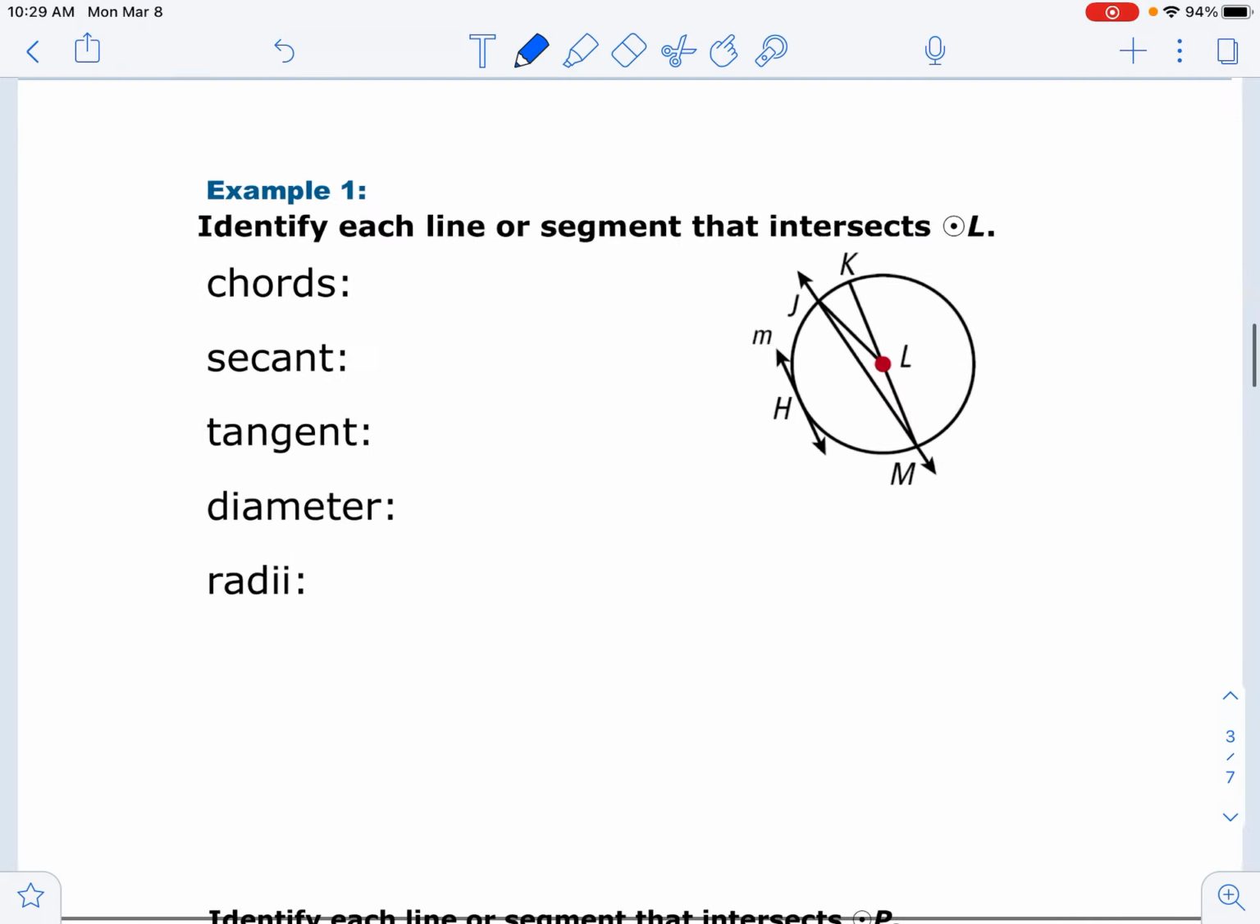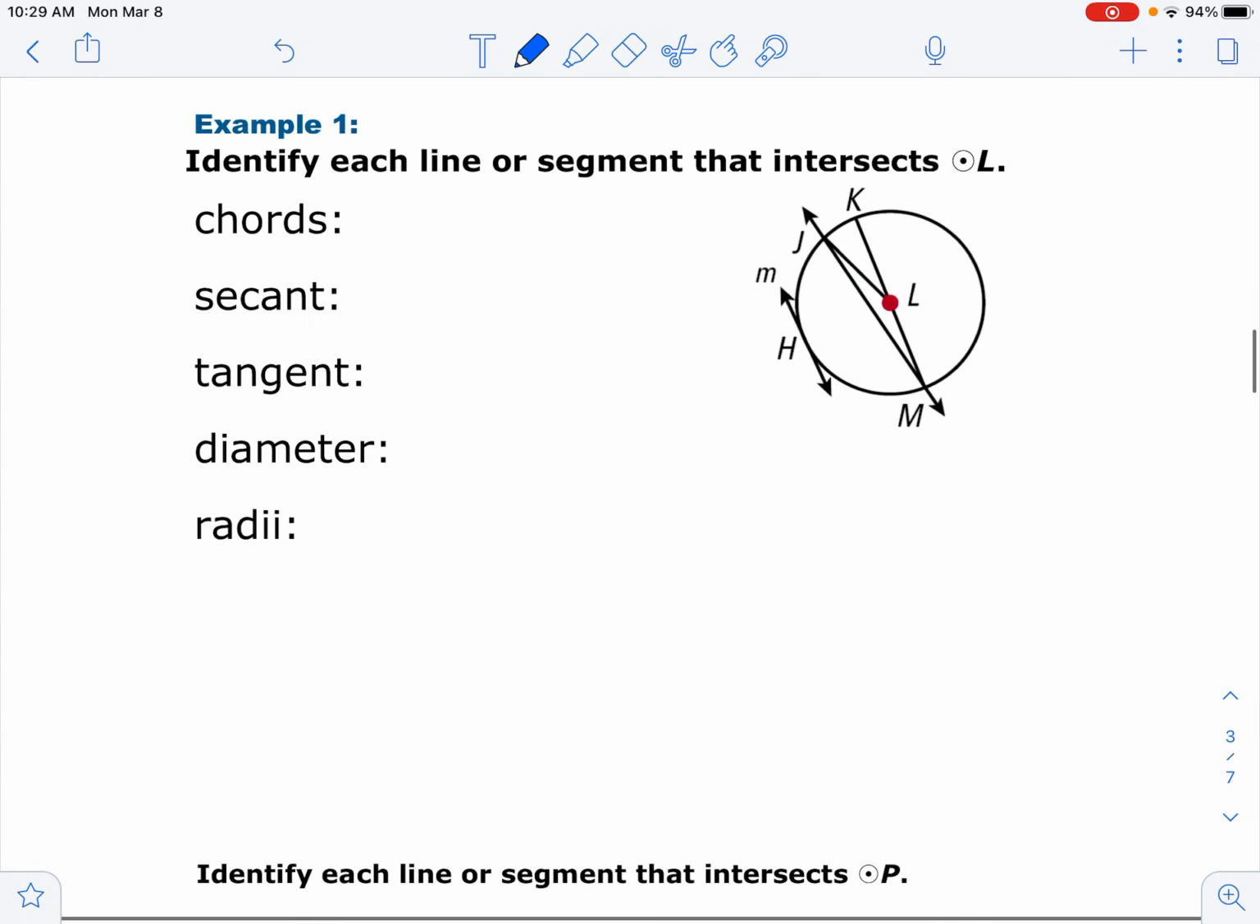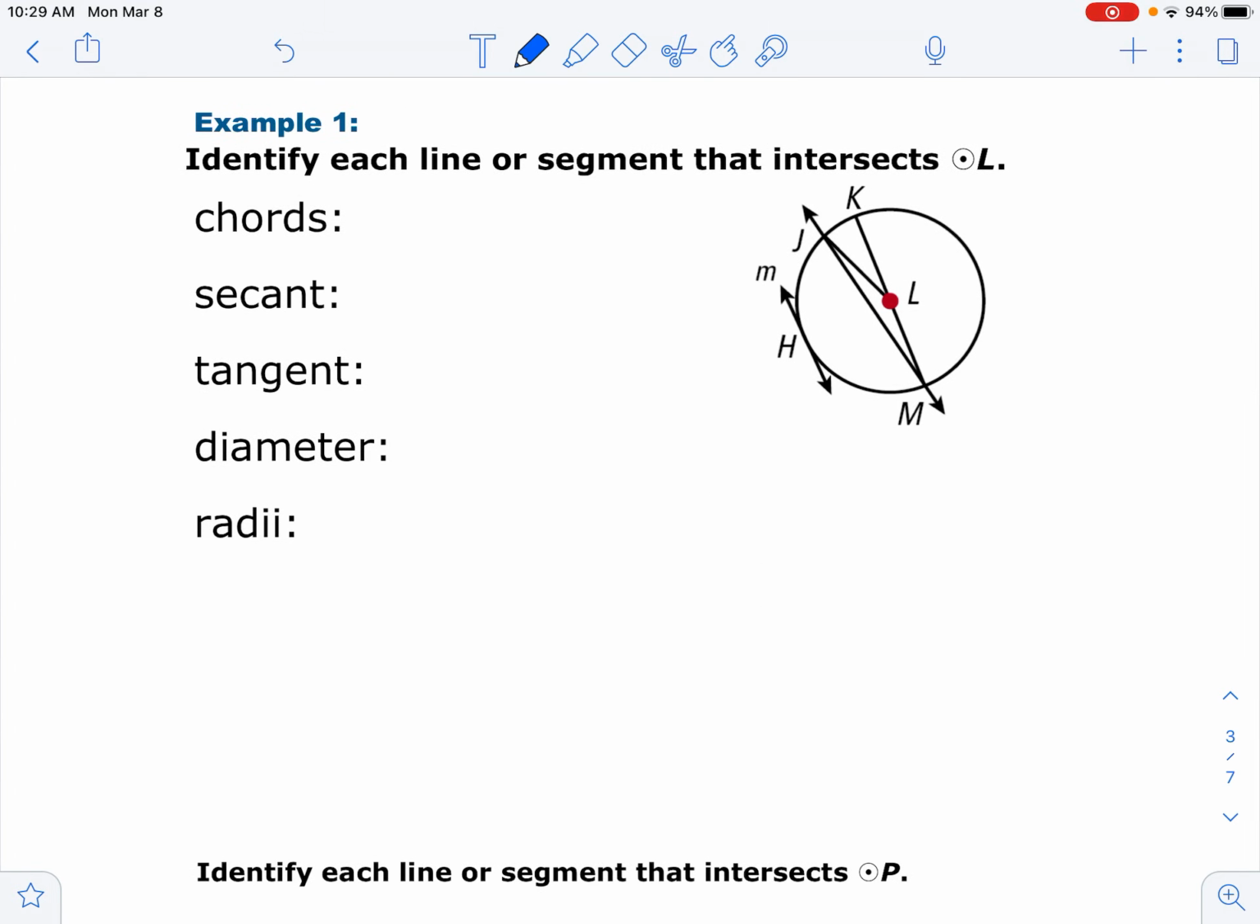All right, so what we're going to do is, in class I would do example 1 together and then have you try example 2 on your own. So you're going to pause the video to try example 2.